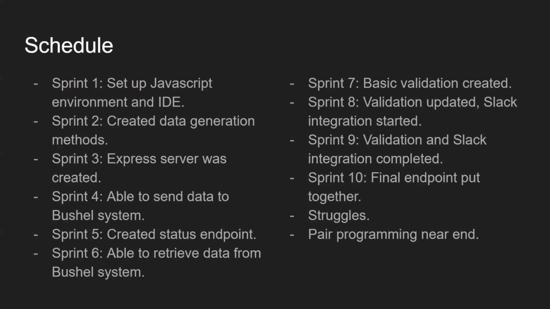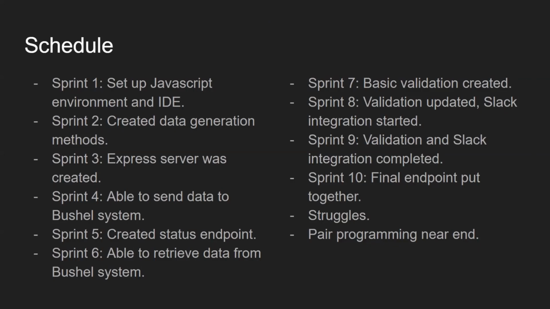In our fifth sprint, we created a status endpoint for our API. This endpoint allows the Bushel team to track the amount of tickets created, the amount of times the ticket creation was run, and the status codes of these requests. This is just for their own benefit in tracking what they're doing and seeing what kind of errors come out based on what they've been running.